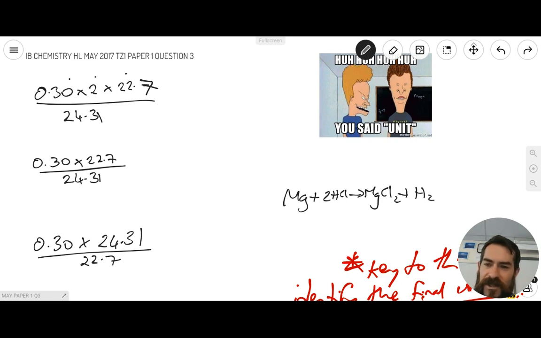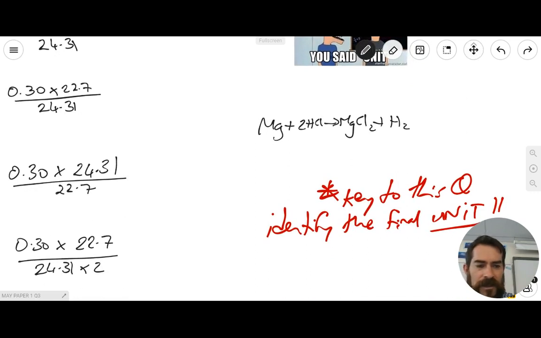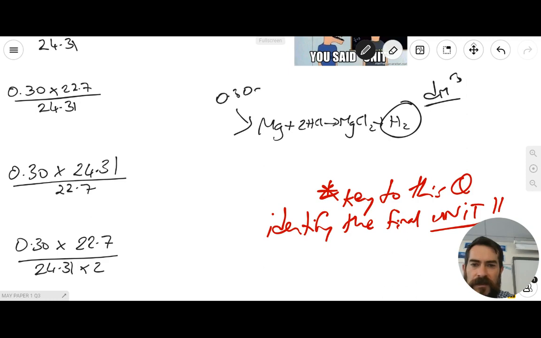Now, these questions are actually easier than they look. Once you learn how to do a few of them, you should be quicker at doing questions like this. The key for this question, as I've identified down here, is to be able to identify the final unit that you're trying to work towards. In the question, they tell you that you're looking to figure out the volume in decimeters cubed of hydrogen gas that could be produced in this reaction. And they tell you that you're starting with 0.30 grams of magnesium. So the focus here is on the magnesium reactant.